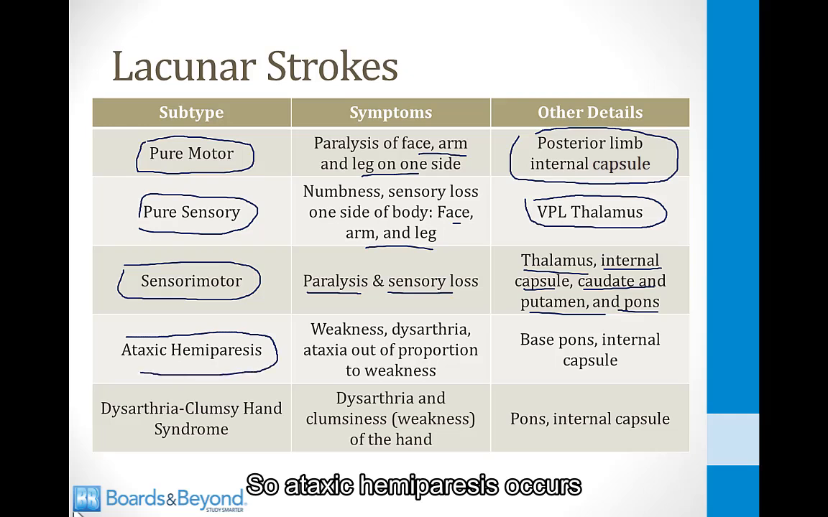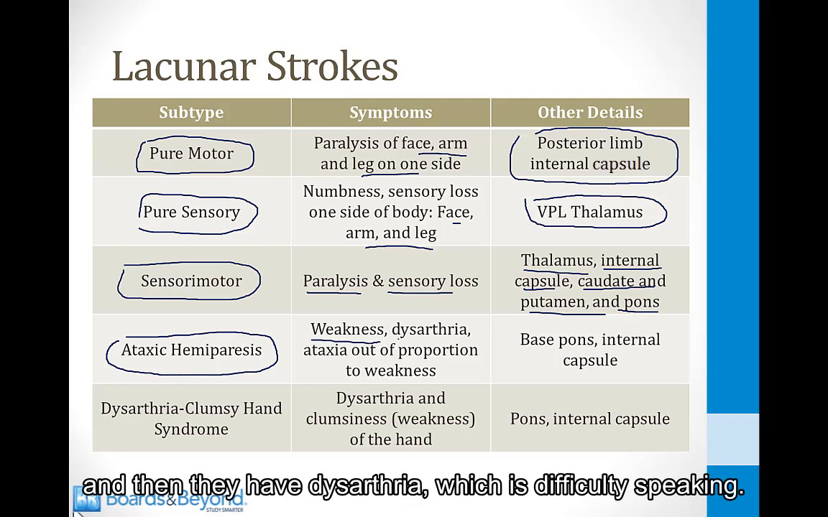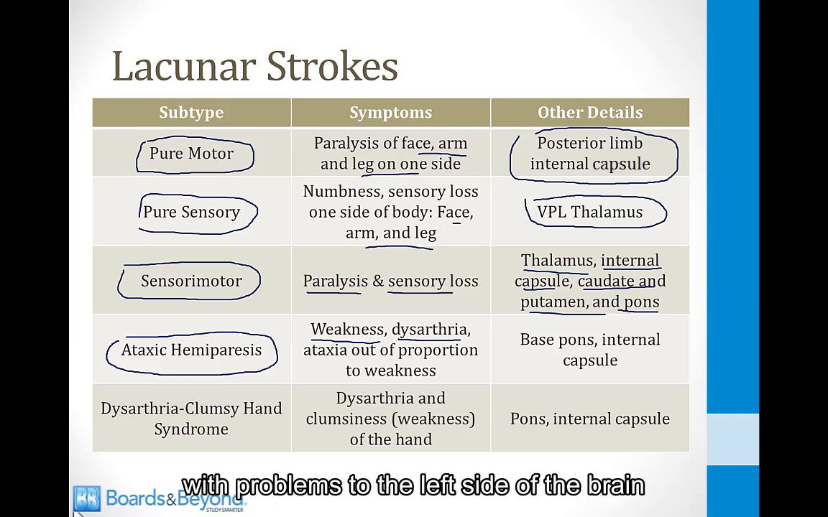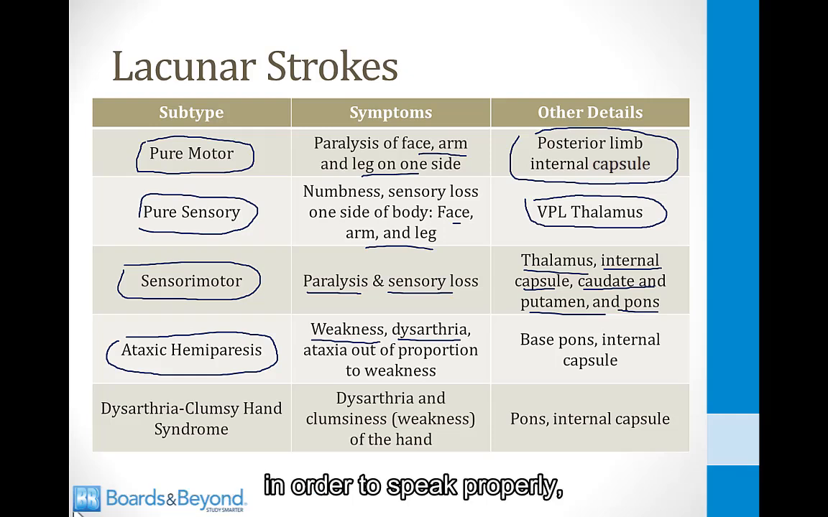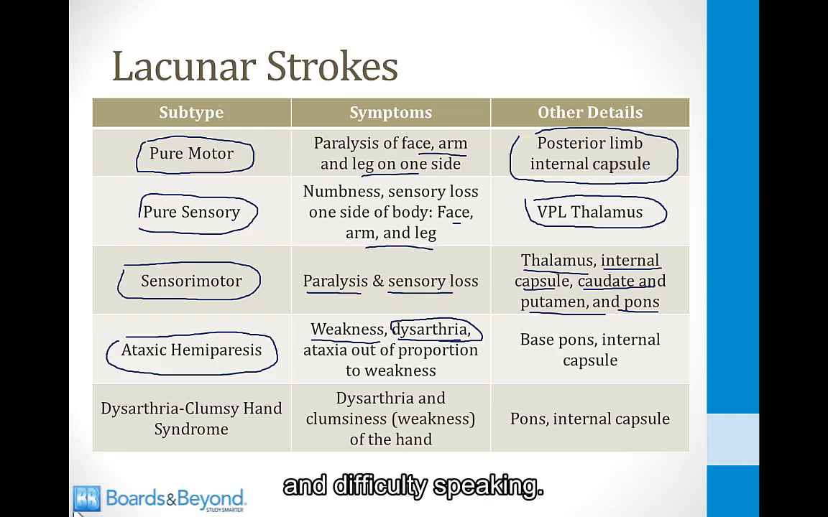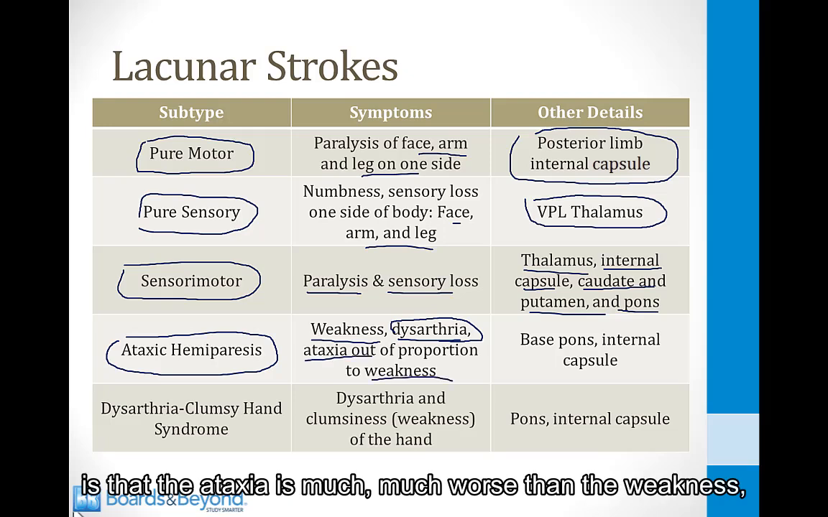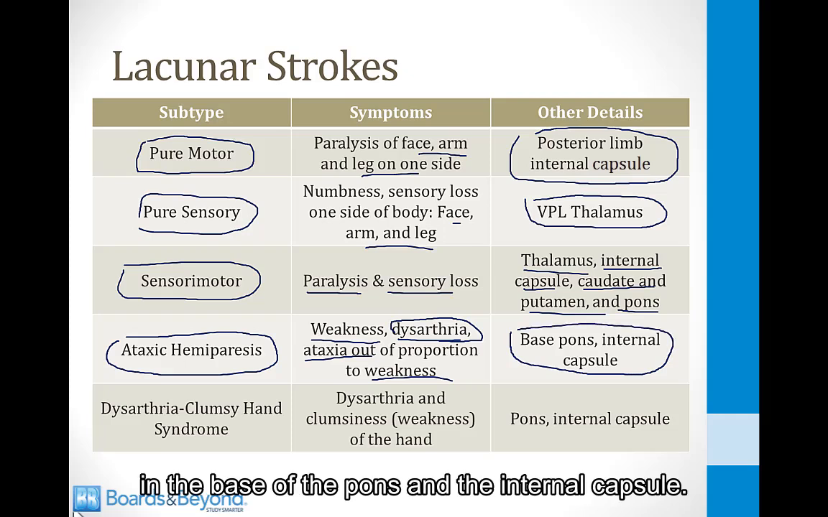Ataxic hemiparesis occurs when patients have weakness, that's the hemiparesis part, and then they have dysarthria, which is difficulty speaking. Now you may associate difficulty speaking with problems to the left side of the brain, and that's true, but you can also get it when you have cerebellar dysfunction. You need your cerebellum to coordinate your muscles in order to speak properly, and patients with ataxia can have dysarthria and difficulty speaking. One characteristic of ataxic hemiparesis is that the ataxia is much, much worse than the weakness. So the weakness may be relatively mild, but the ataxia is severe. These patients have lacunar infarcts in the base of the pons and the internal capsule.